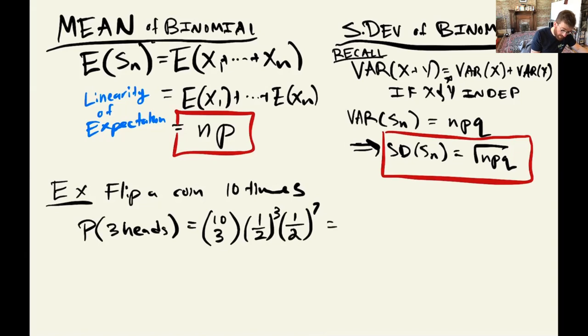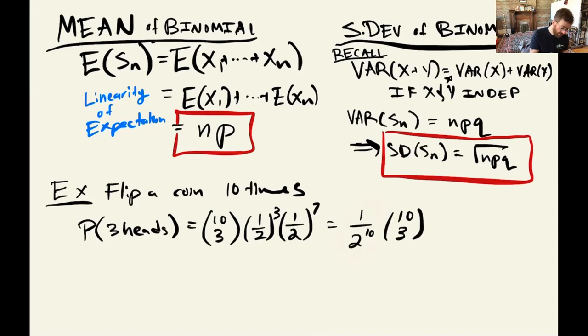So all told, this ends up being 1/2 to the 10th times this binomial coefficient, 10 choose three. A very common mistake is that people will say that this is the answer, or maybe they'll add 1/2 three times, but then that's already a number larger than one. So it's really important to make sure that you know when to apply the binomial random variable.